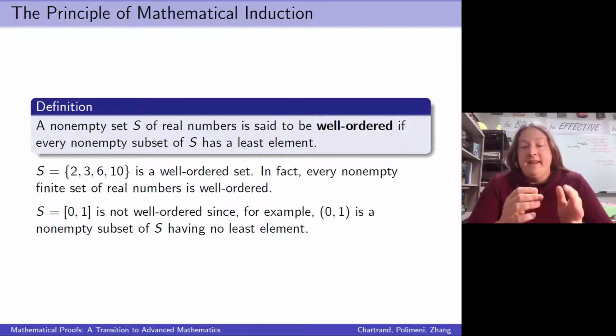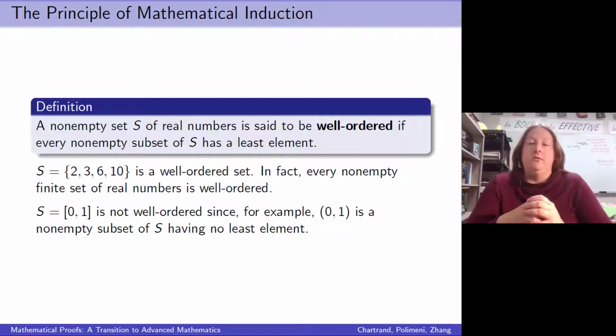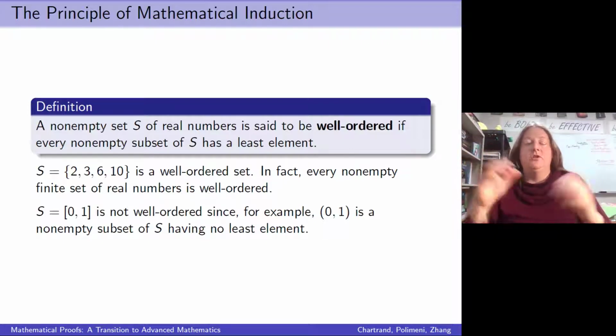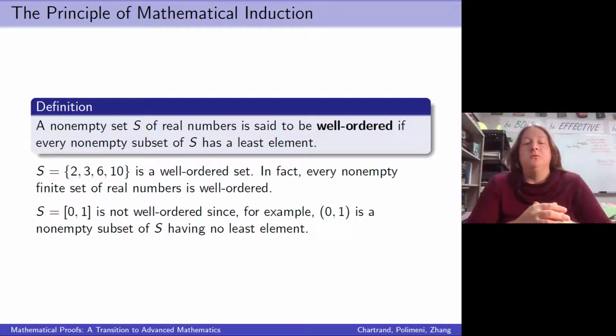So any finite set of real numbers is going to be well ordered. I have an example there, S. That's the set of the numbers 2, 3, 6, and 10. It's well ordered. Any set that looks like that, where I can put commas between all of the entries and I can list them all out, will be well ordered.